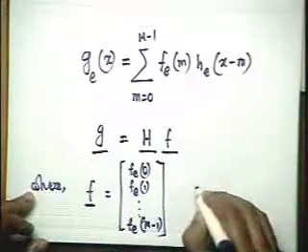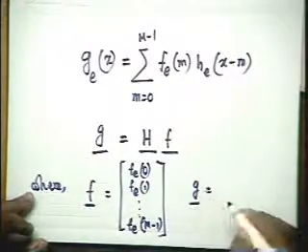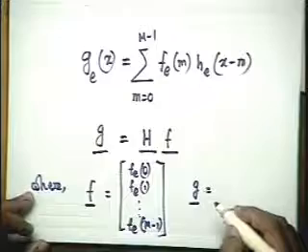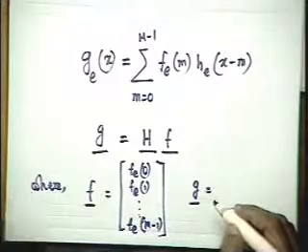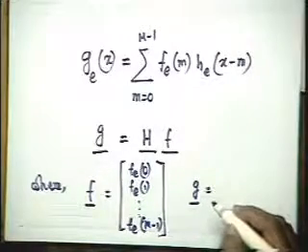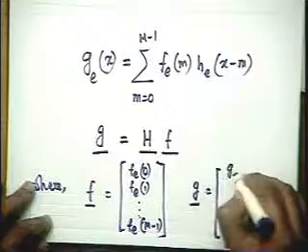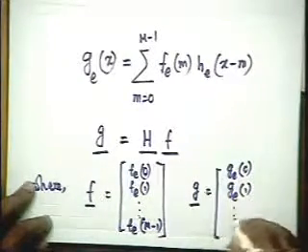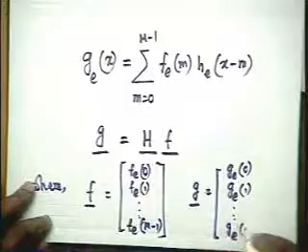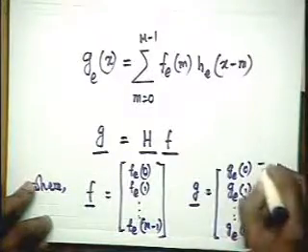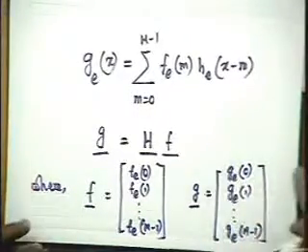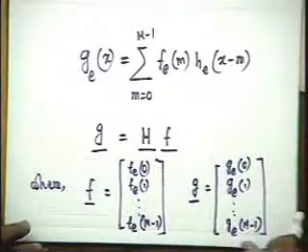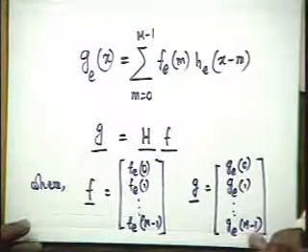And g stands for what? g stands for the degraded function. Let us not call it an image because we are taking only the one-dimensional case. So the g vector can now be written as g e 0, g e 1, etc., up to g e capital M minus 1. These are going to be the elements of the g vector. Alright.